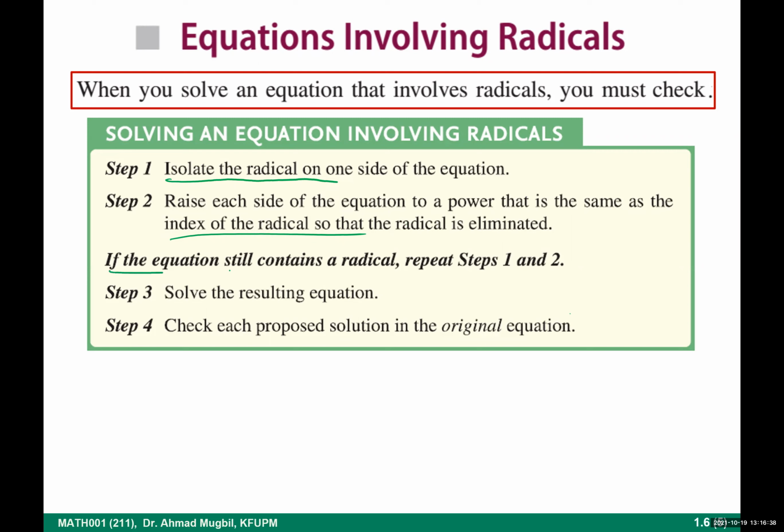Now, if you still have a radical, repeat step number 1 and step number 2 again. If you are done, go to step number 3, when you have no more radicals. In step number 3, you need to solve the resulting equation. Usually it will be linear or quadratic or polynomial, whatever it is. And step number 4, check.